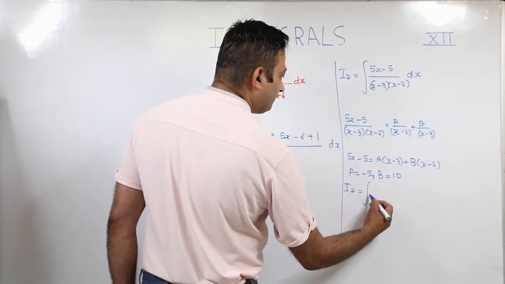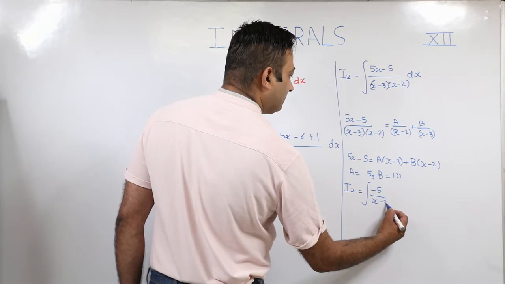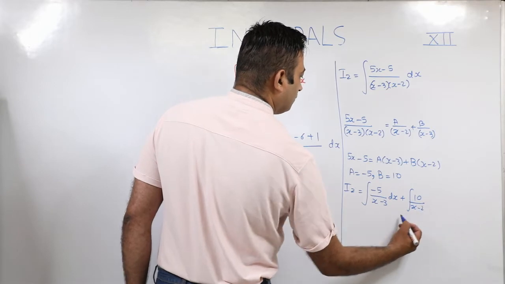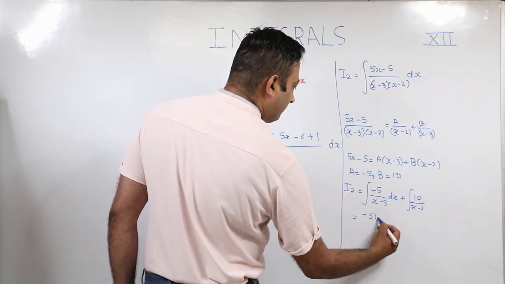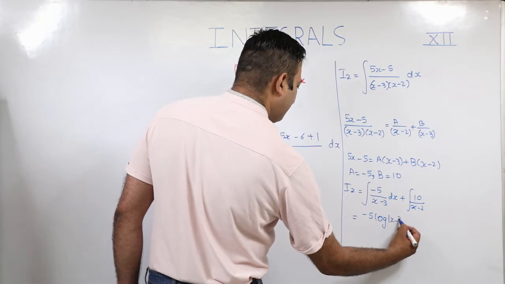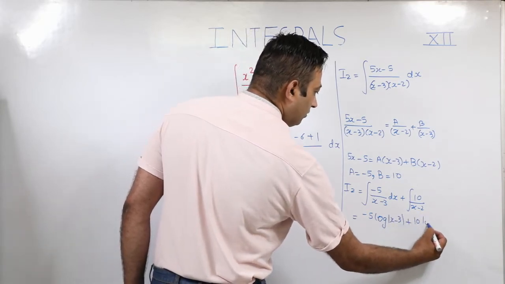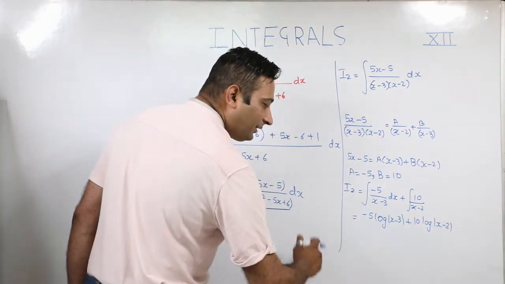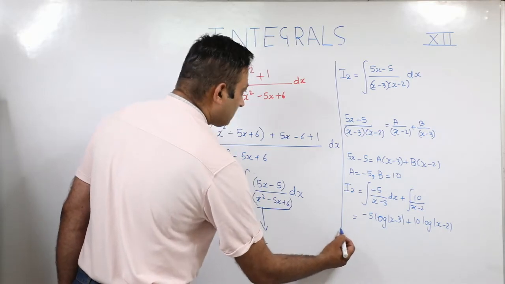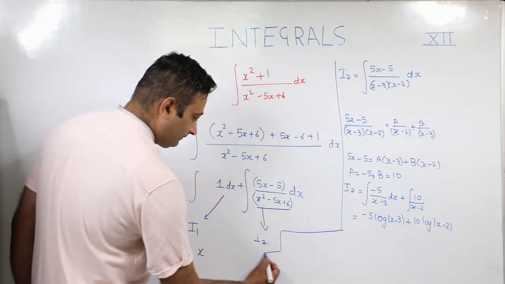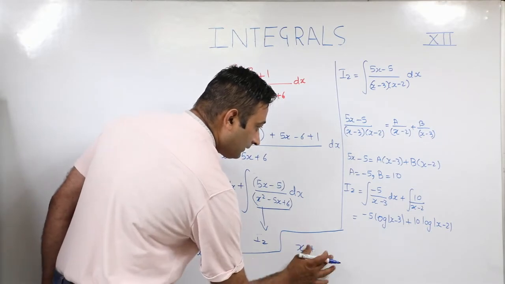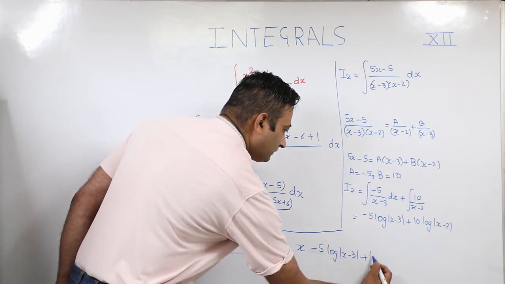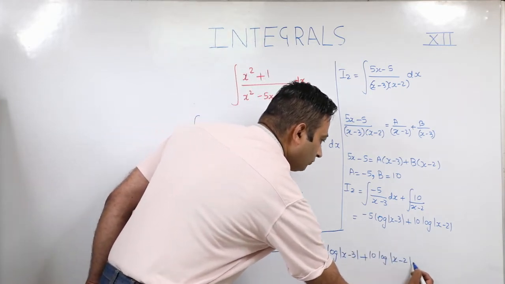So I2 will be of the form −5/(x − 3) + 10/(x − 2), that is, −5 log|x − 3| + 10 log|x − 2|. So our final answer will be the addition of these two plus the constant of integration. So our final answer will be x − 5 log|x − 3| + 10 log|x − 2| + c.